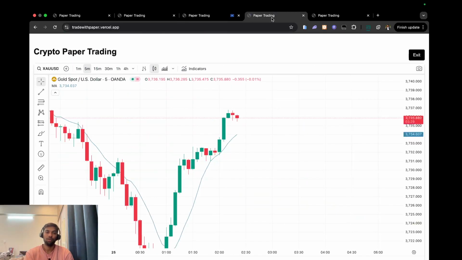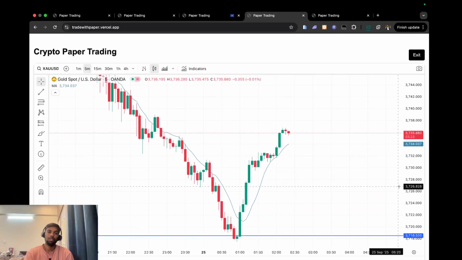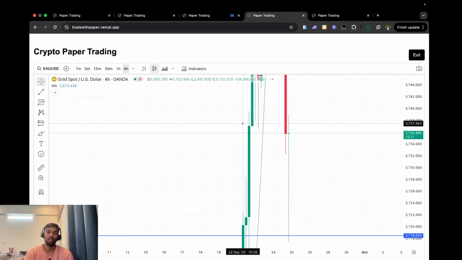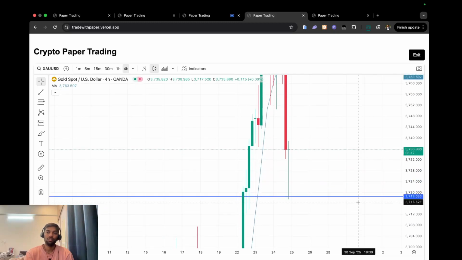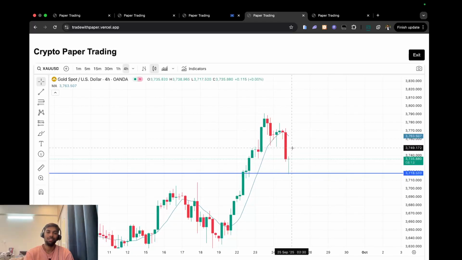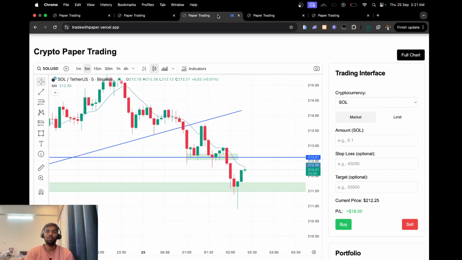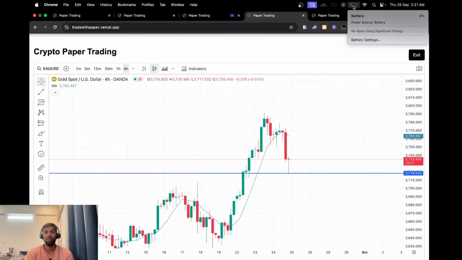Let's see what gold is doing. Gold is now reversing very well. At the 4 hour, you can see there's a big reversal going on, guys. You can see this is a red candle, then there is a reversal from this point, and that leads to new higher highs. So in gold you can do a position trade. I think we have 4% left.